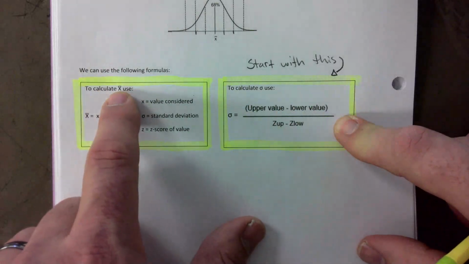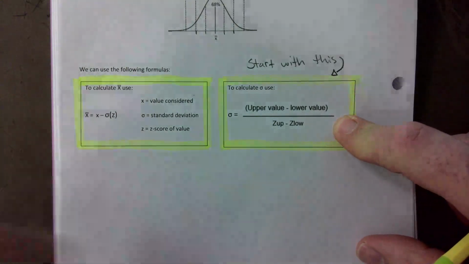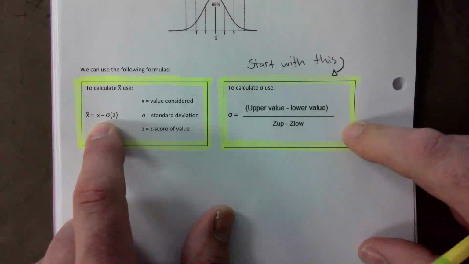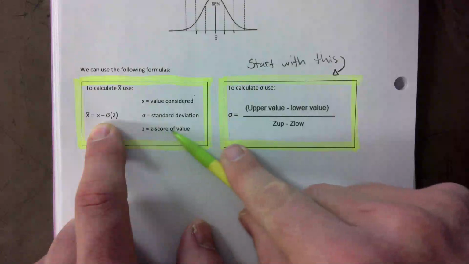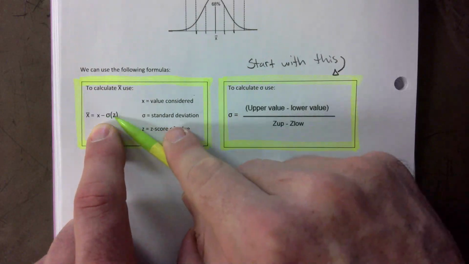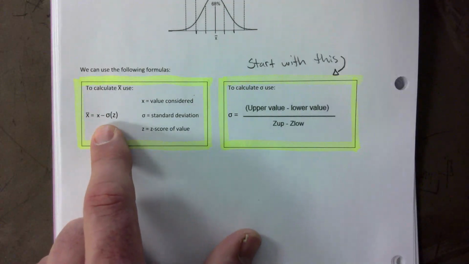And then to calculate the mean, right? This is only when I don't give you a bunch of values, right? It'll be quite obvious. X is the value considered, standard deviation, and the Z-score of the value is going to be entered here. Okay. Let's go and put this into motion here. Let's practice this. So this is the scenario where you're going to have to use that kind of reasoning, the one I just talked about there.